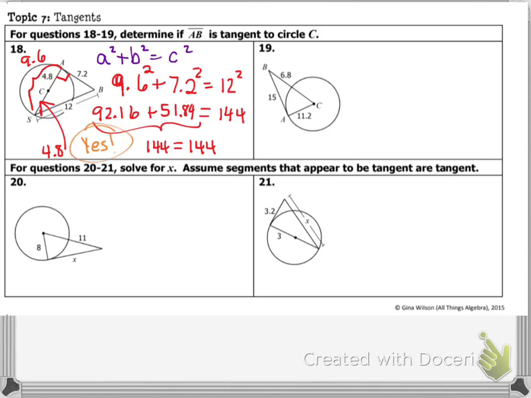Okay, so that's what you'll need to do on 19 as well. We'll check it out. Actually, AC is the radius here. That's 11.2. So this part is also 11.2. So if I look at the entire side length for this guy, I'm going to have to add 11.2 and 6.8. That gets me 18.